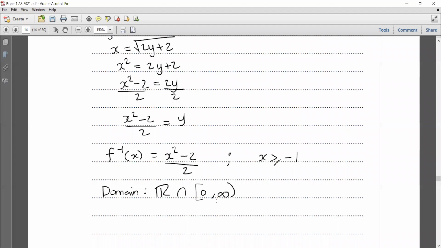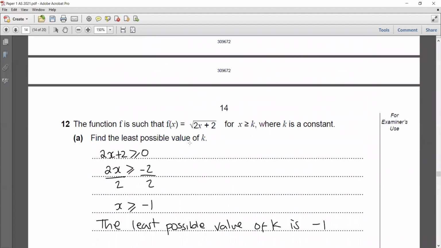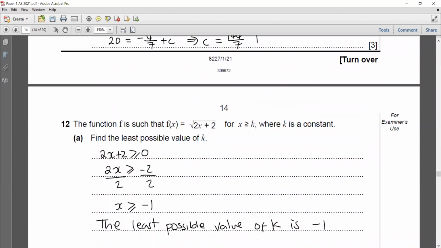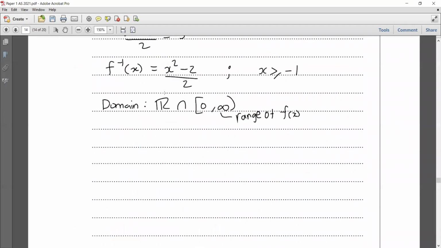So this is the range of f of x, okay? Because this is a square root function, and from a square root function you will always get either 0 or a positive number. You cannot get negative values, so it must be incorporated in the numbers that you get there. So our domain is just x is greater than or equal to 0. Or you can write it like this, it goes from 0 to infinity.